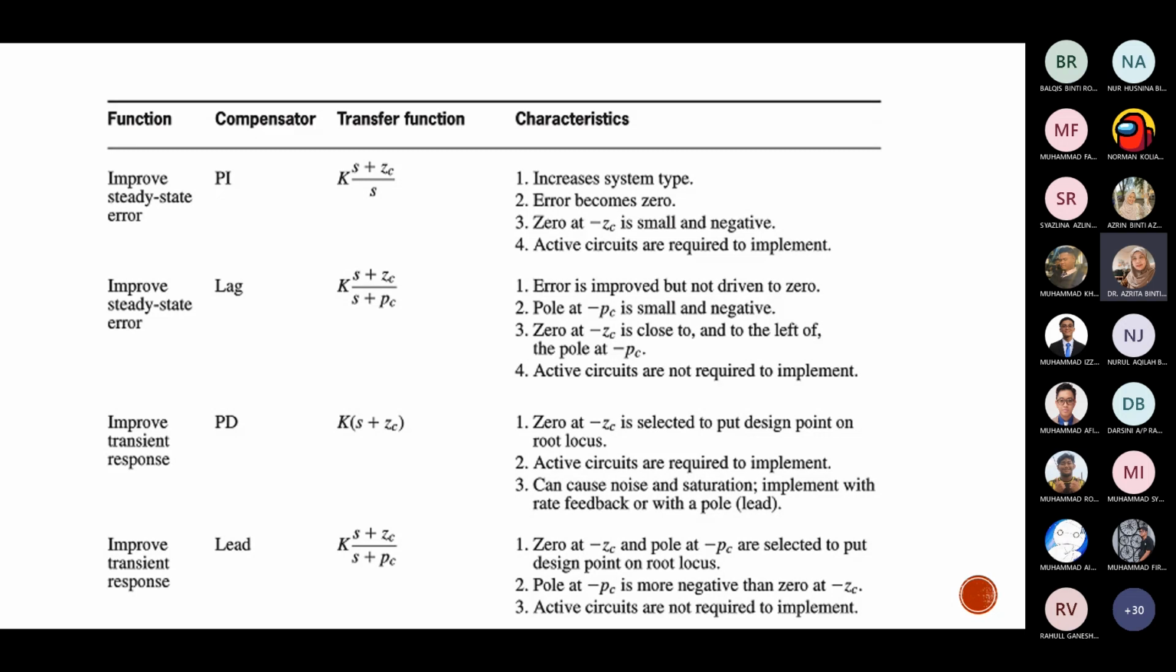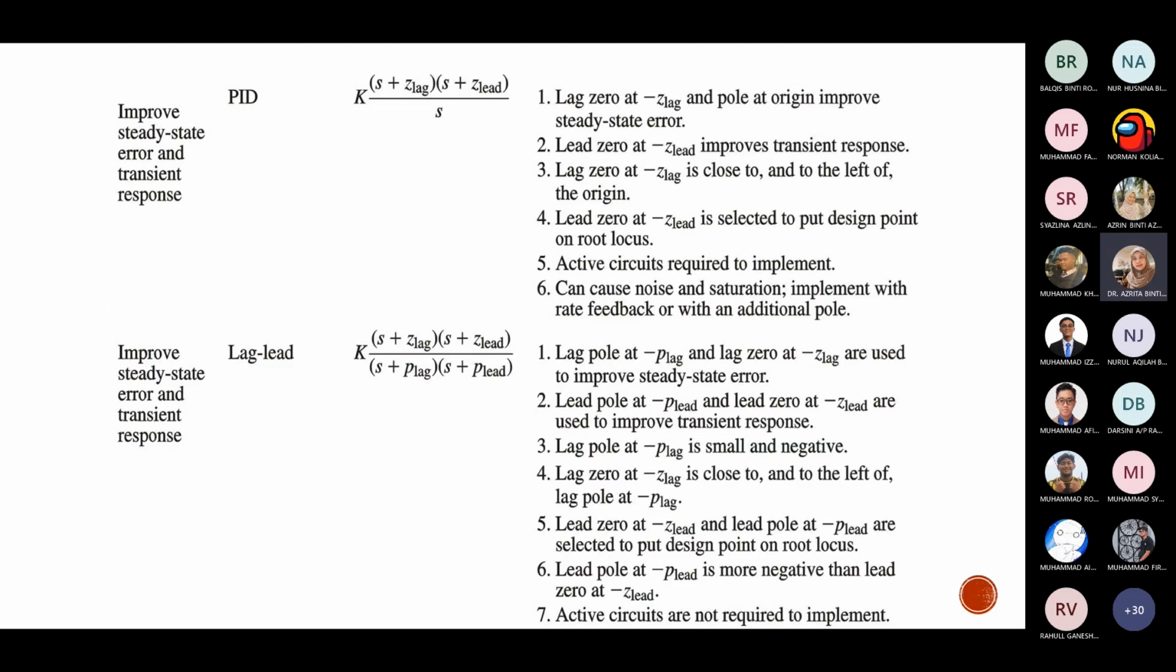So the next slide is the summary of the controllers that we already learned. You can see the function, the compensator, and also the transfer function and the characteristics. So this is the summary. Okay, PID and lead. Typing error here, it should be ZPI, and here it should be ZPD. The others are the same. So that's all for the lead compensator.